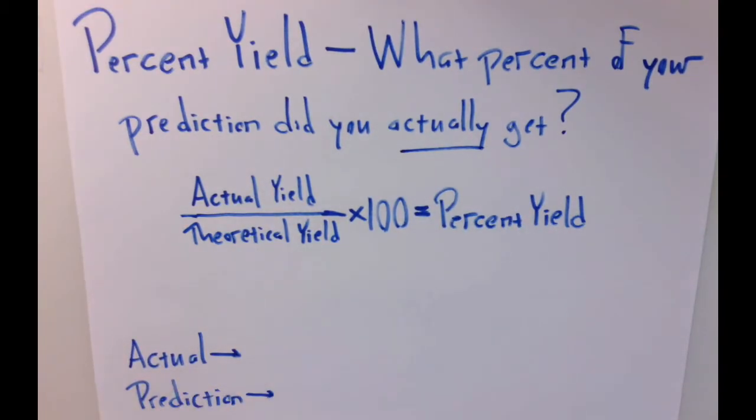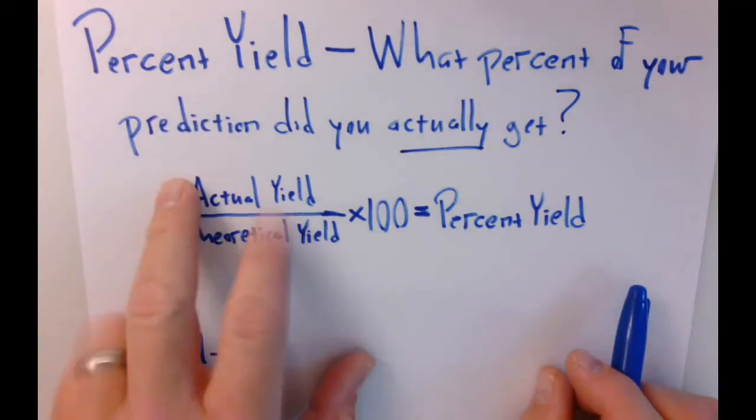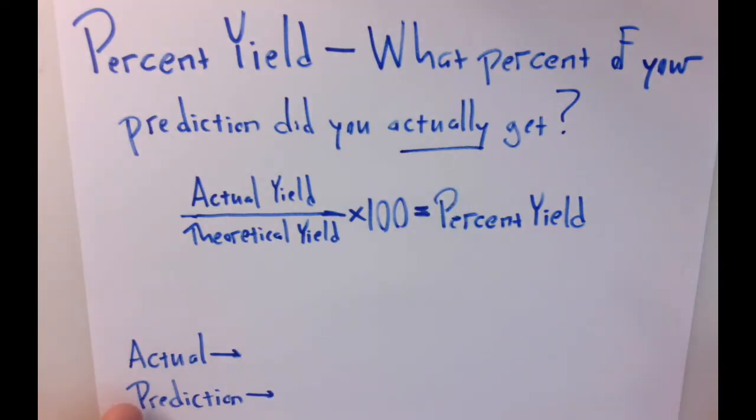And what often happens is that, for numerous reasons, microscopic amounts of product may be lost, maybe as a gas or as a residue on a surface or whatever. So you may not get 100% yield, but you may get close to it. So percent yield, what percentage of your prediction did you actually get? So it's simple to calculate.